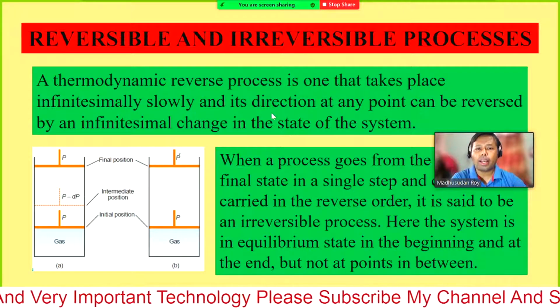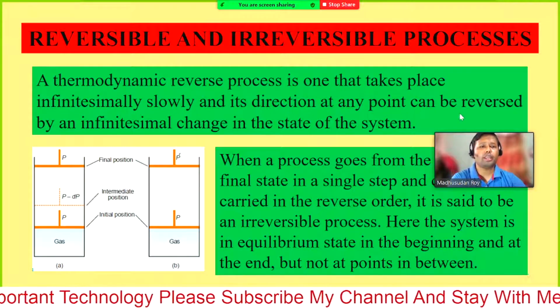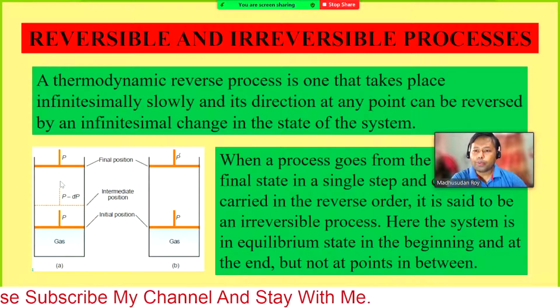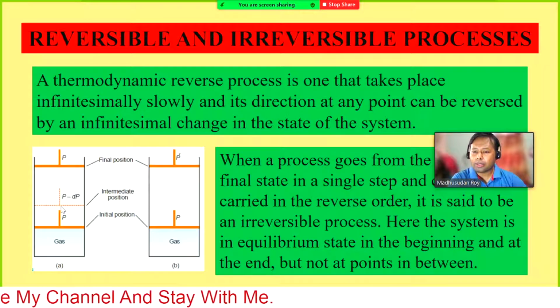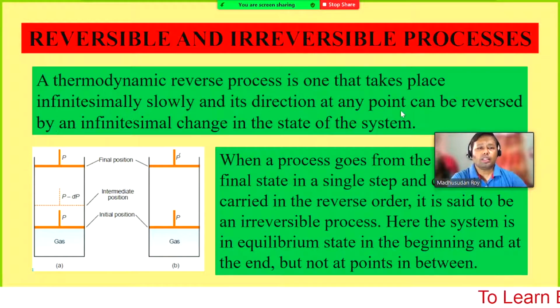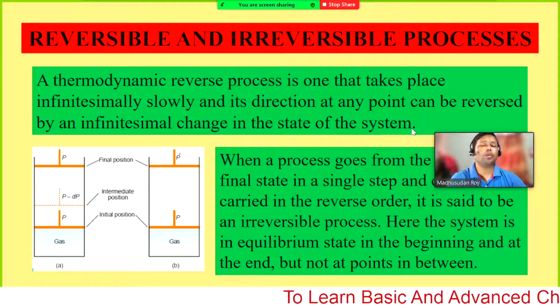So infinitesimally slowly, and its direction at any point can be reversed. So if you increase the pressure over the piston and if you remove the pressure on the piston, immediately it will go back to the initial position. So it can be reversed by an infinitesimal change in the state of the system.